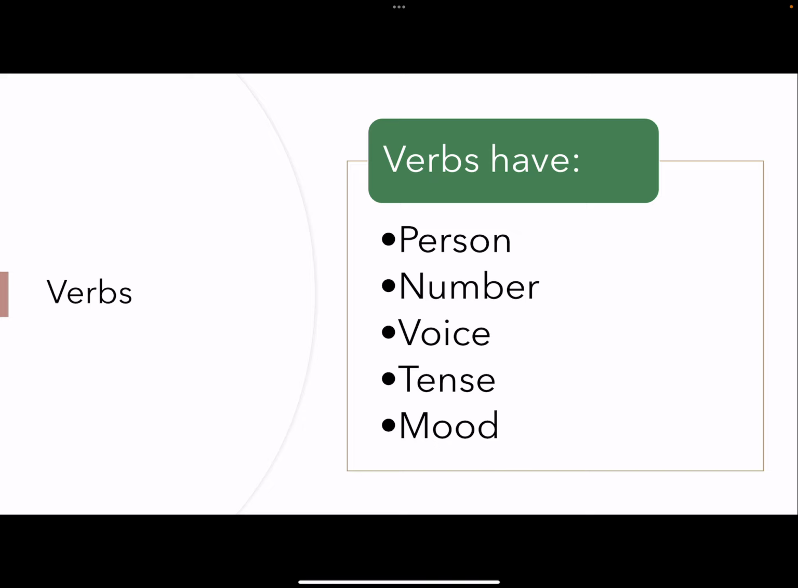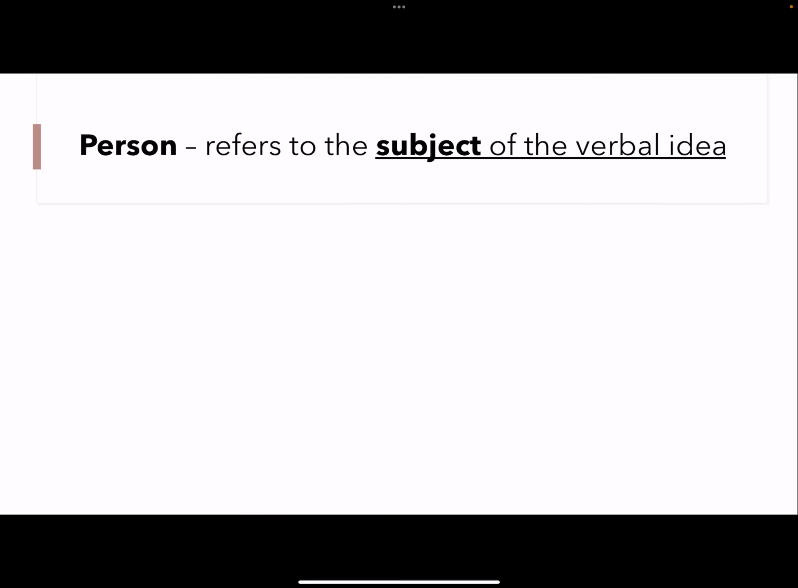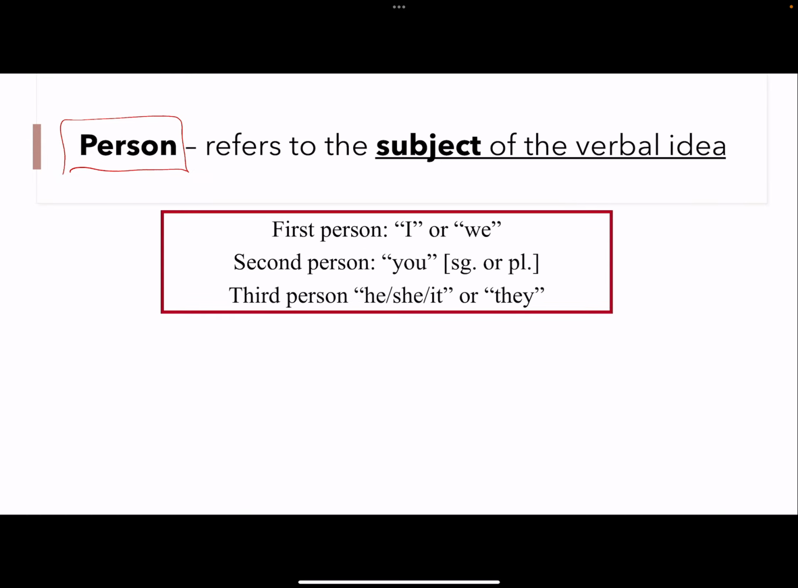Verbs in both English and Greek have what we call person, number, voice, tense, and mood, and I'll go through each of these just very briefly. Person. Person refers to the subject of the verbal idea. We could have first person, and that would be I or we. You can have second person, which would be you or you all, or y'all if you were using a more informal version of English. And third person: he, she, it, or they.